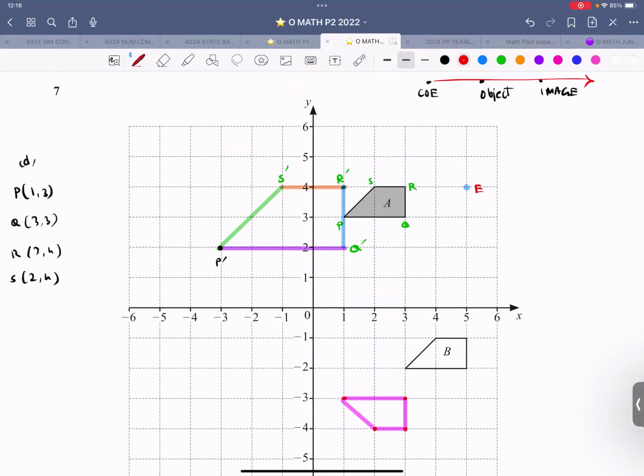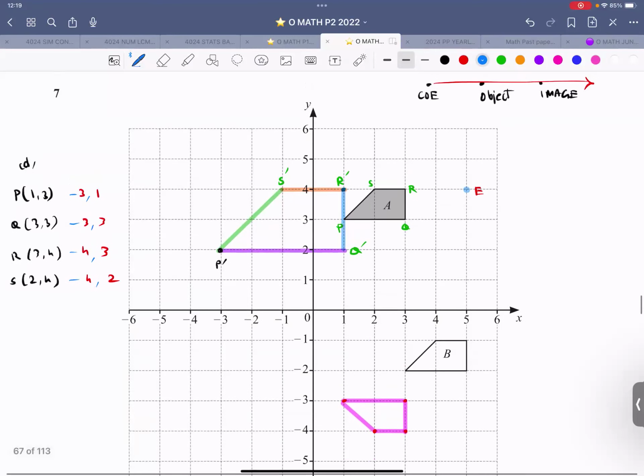So coordinates flip. So 1, 3 becomes 3, 1. 3, 3 remains as 3, 3. 3, 4 becomes 4, 3. 2, 4 becomes 4, 2. The new x coordinate changes sign: negative 3, 1, negative 3, 3, negative 4, 3, and negative 4, 2.